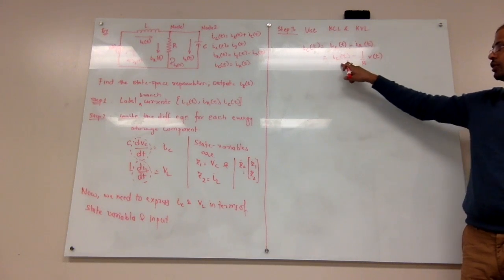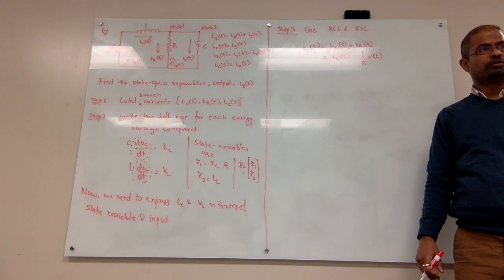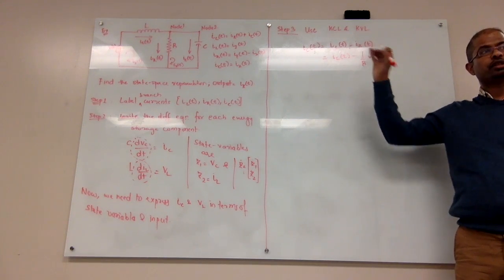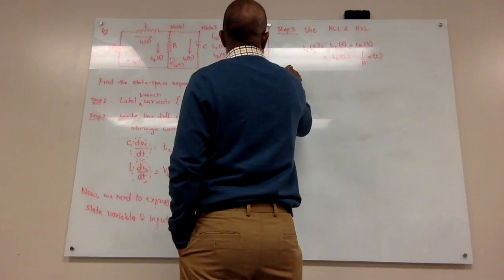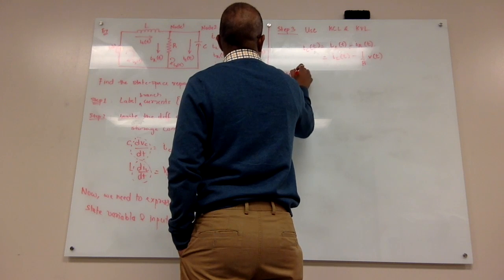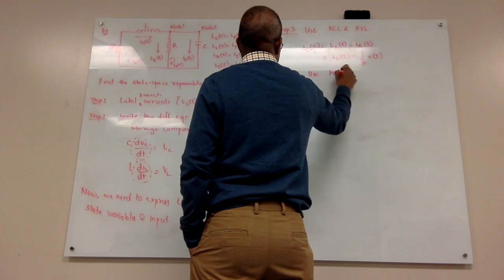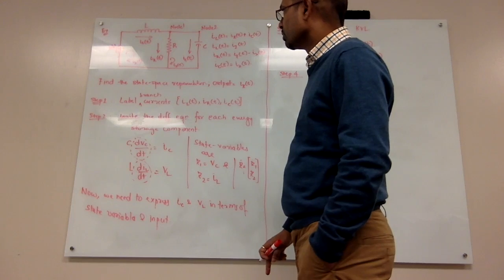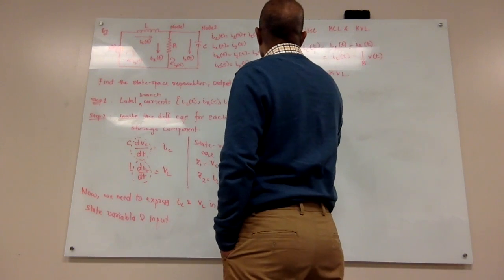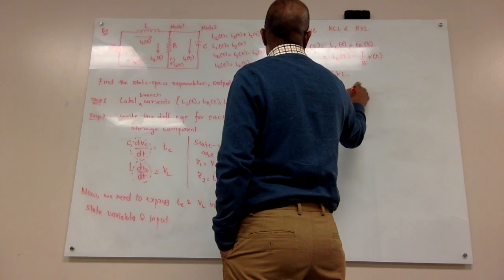Now if you see on the right hand side of this, everything is either known or it's an input function. It's not known, but it's expressed as a state variable. Now the last step is step 4. Let's say we use KVL to figure out this VL. So V is equal to VL plus VR of t.